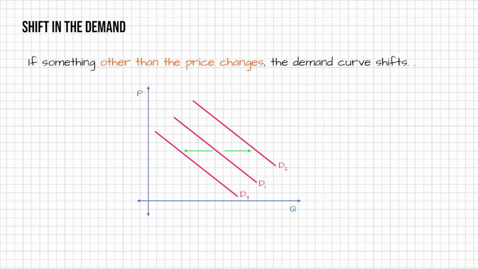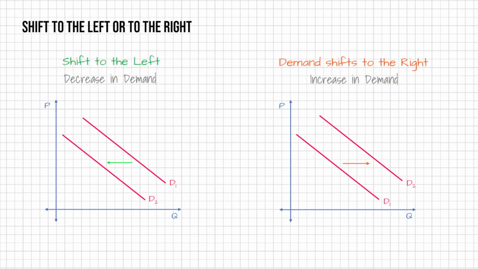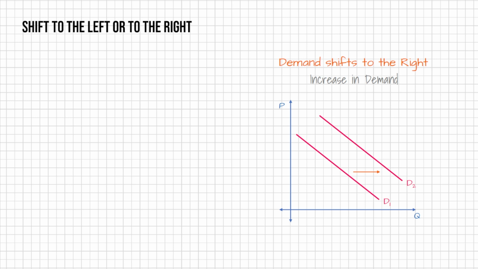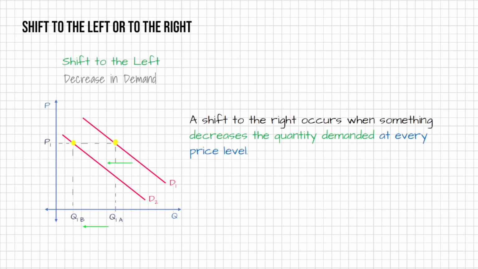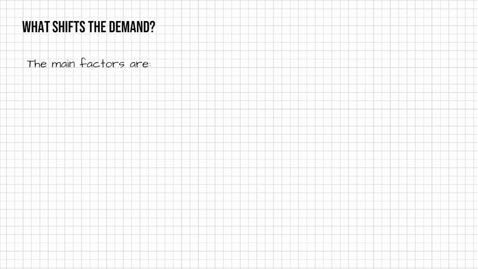The demand curve can shift to the right or to the left. A shift to the right happens when something increases the quantity demanded at every price level. And a shift to the left happens when something decreases the quantity demanded at every price level. So you might be asking, what are the factors that can affect demand? The main factors are income, price of related goods, expectations, and tastes.